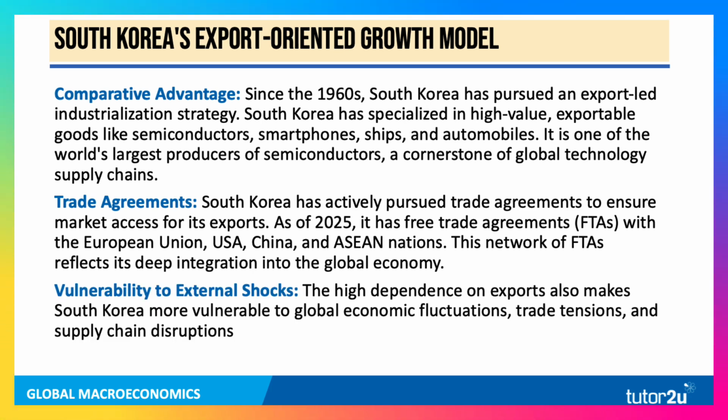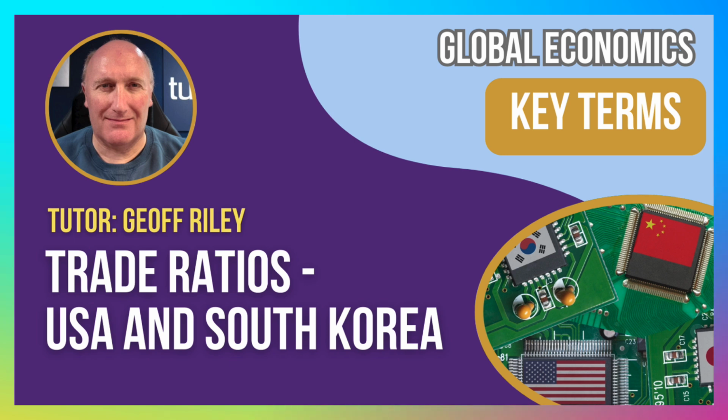However, a high export to GDP ratio, whilst it injects extra spending and income and jobs into the South Korean economy, also makes South Korea more vulnerable to global economic shocks, things like trade tensions and pandemics and supply chain disruptions. So there we go. It's quite interesting to look at the gap, the difference between the United States and South Korea. One has a huge domestic market, only exports 10% of GDP. South Korea, an export-dominated economy, over 40% of their national output is exported.